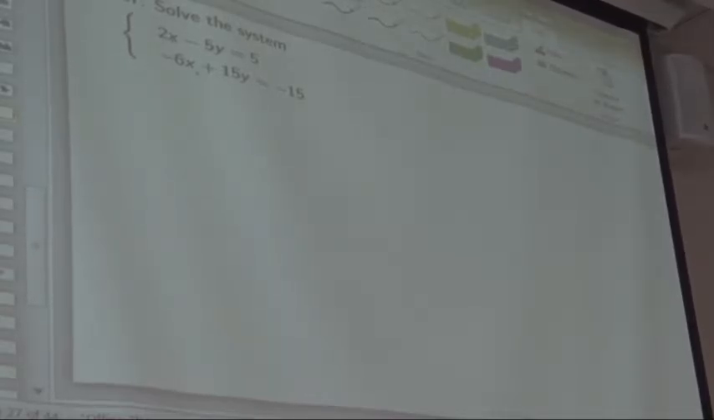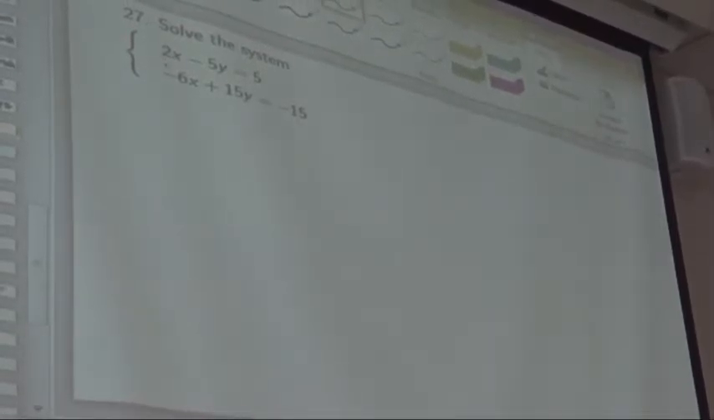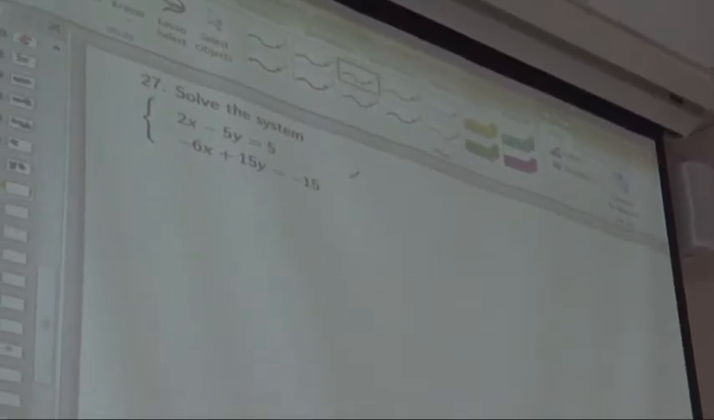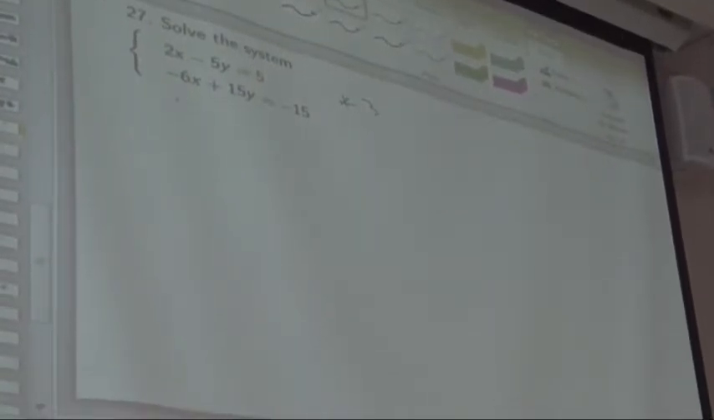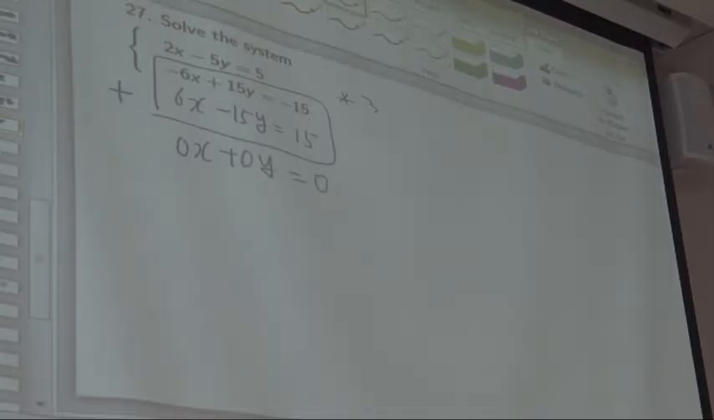So x numbers are different and y's are different. So let's make the same number. Let's choose x. So let's multiply by 3. Then I get a 6x, negative 15y, and 15. And when I use these two, then add them together, I get a 0x, 0y, 0. What does that mean? 0 is a 0. 0 is a 0 is always true. So there are infinitely many solutions.